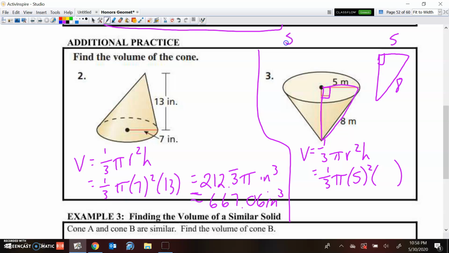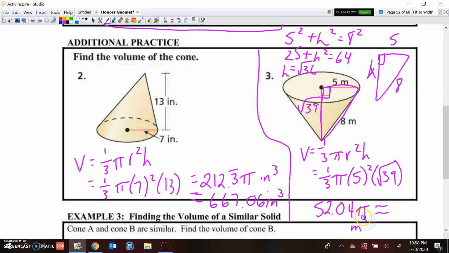Anyways, Pythagorean theorem, we have 5 squared plus h squared equals 8 squared. If I go ahead and solve this, 25 plus h squared equals 64, and 64 minus 25 is going to give me 39. So h is equal to the square root of 39. I'm going to substitute that in here. So I have the square root of 39 as my height. I'm going to multiply that by 25, which is my radius squared, and divide that by 3, same as multiplying by 1/3, and I get 52.04 pi.